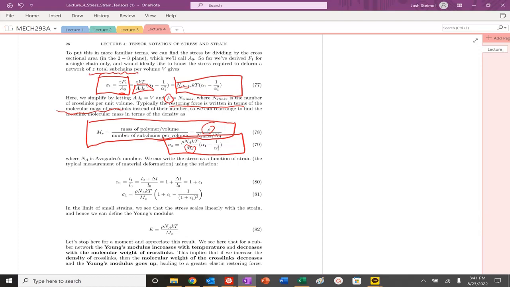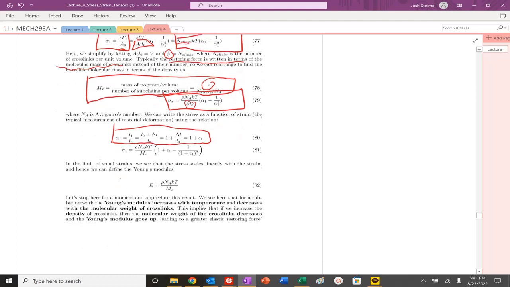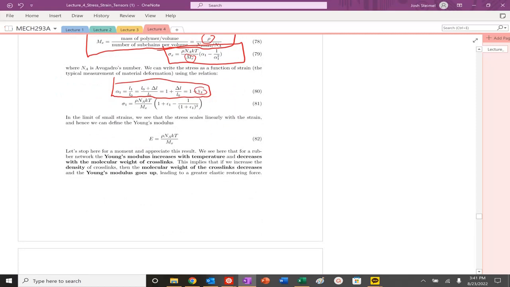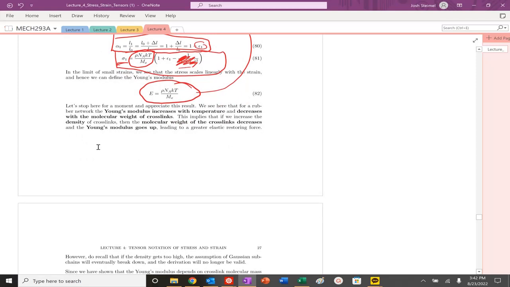But we're not done yet. So I could rewrite alpha 1 in terms of strain right here. We could plug that back in to get an expression of stress versus strain. Again, we're looking at the limit of small strain, so we can negate this term. So what we're left with is our Young's modulus is simply this. And this should make sense, just as we saw right here. So this is a general expression for our Young's modulus for a rubber elastic system.